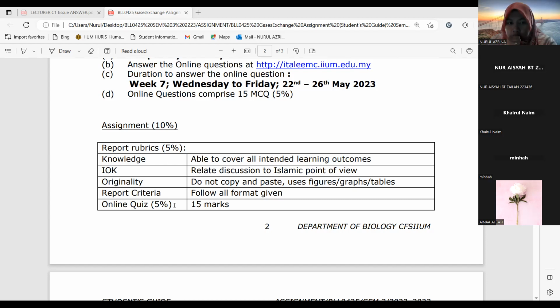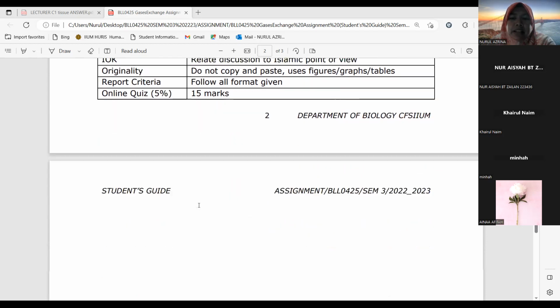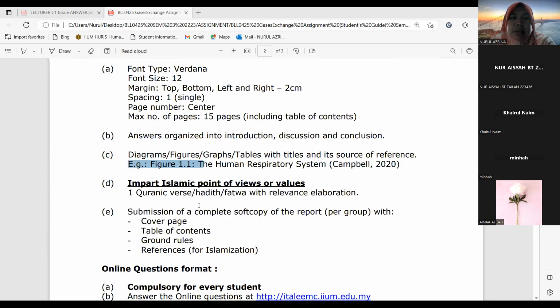And then report criteria must be following all the format given. And 5% comes from the online questions in iTaklim. So that is all for the assignment. Any question for the assignment?